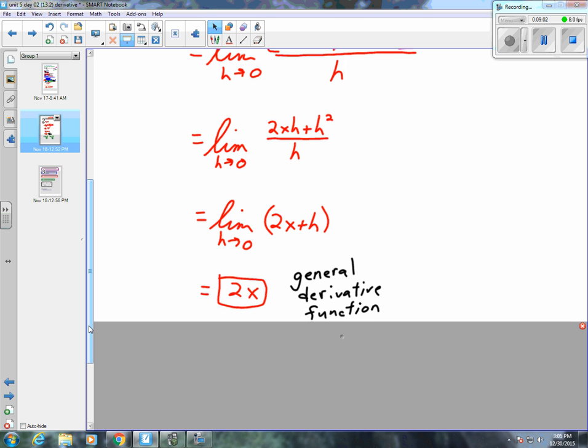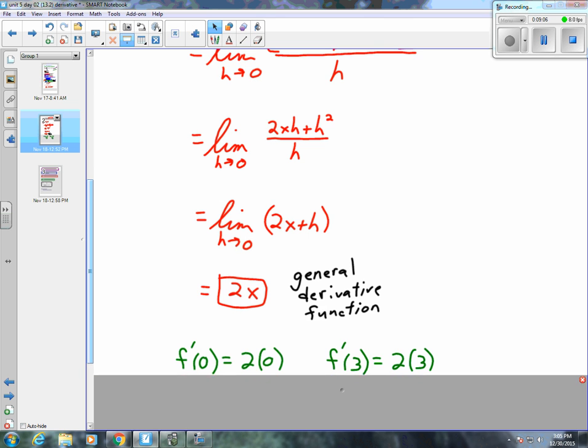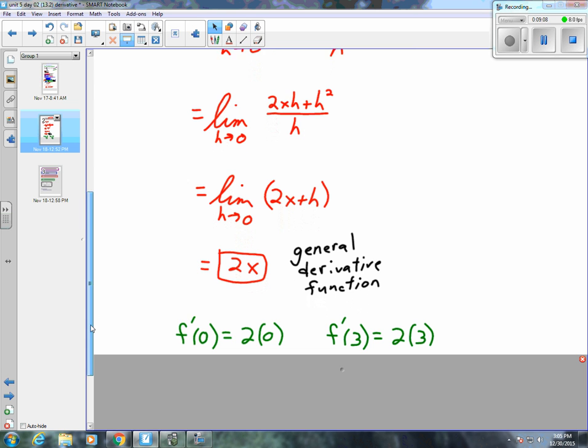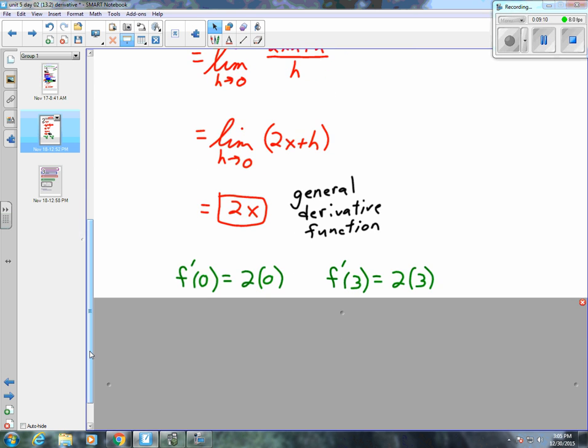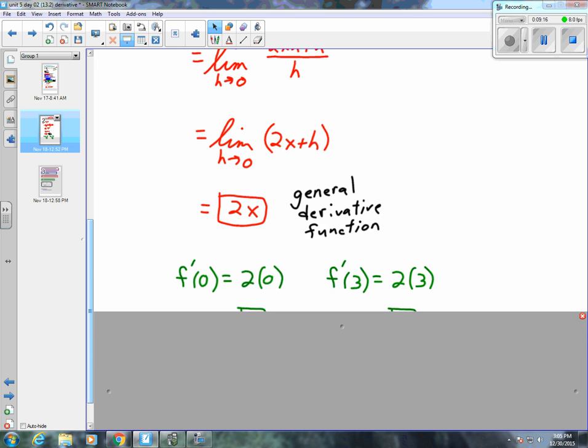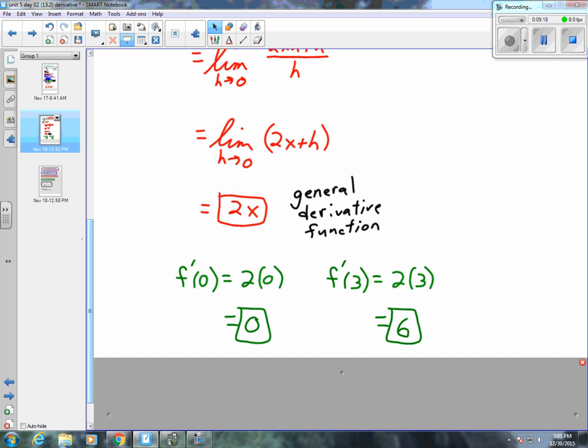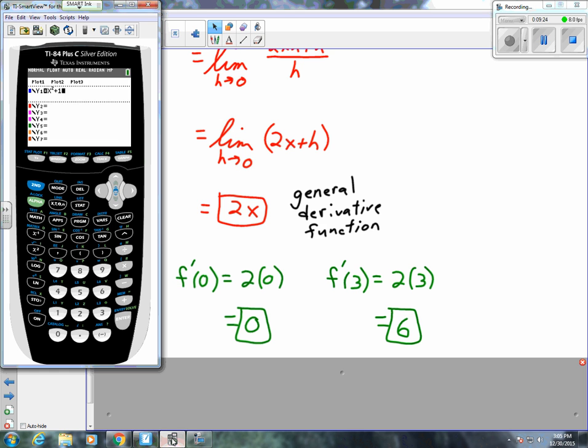This gives us the derivative at any specific x value. The second part said, okay, now evaluate the derivative at 0 and at 3. So we're just going to plug in 0 and subsequently 3 into our general derivative function and get the values of 0 and 6. So let's look at the graph very quickly of x squared plus 1 and make sure that these answers seem to make sense.